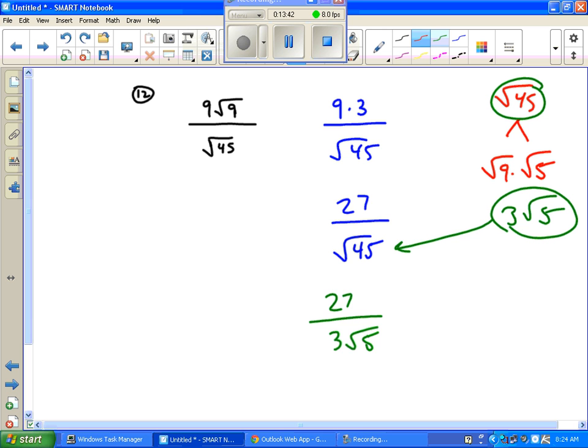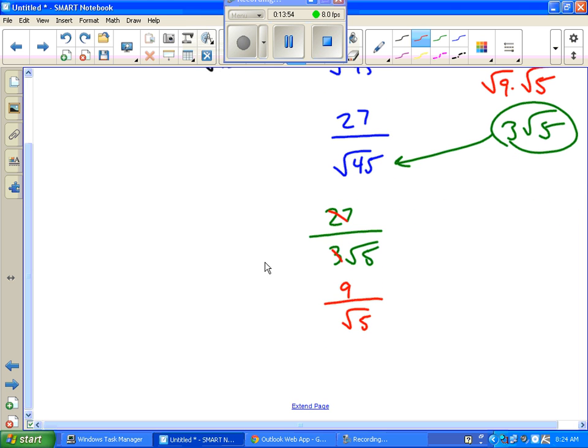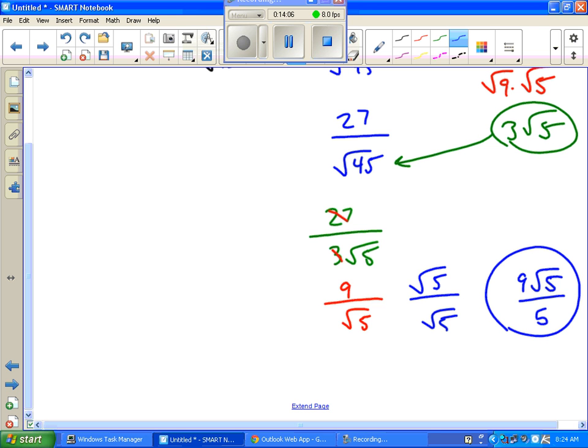27 divided by 3 can be simplified. 3 goes into 27 9 times, and 3 goes into itself 1 time. So you have 9 over the square root of 5, much smaller numbers to deal with at this point. Get rid of the square root of 5 at the bottom by rationalizing it. The square root of 5 over the square root of 5 leaves you with 9 times the square root of 5 over 5. That's simplified.